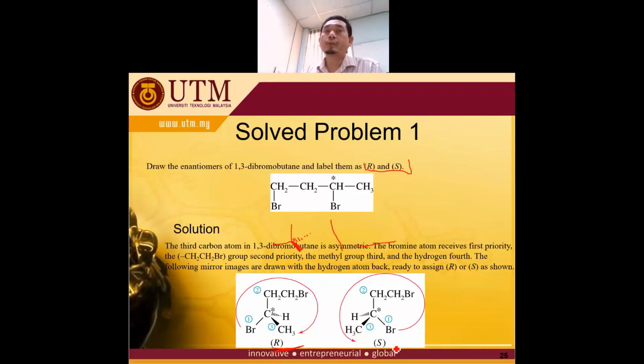One way to check whether you gave the correct or incorrect answer: one R, the other one must be S. If you get, let's say, both S or both R, it means there is something wrong. In this case, there's a 1, 2, and 3, so it's counterclockwise. Obviously, it's an S.